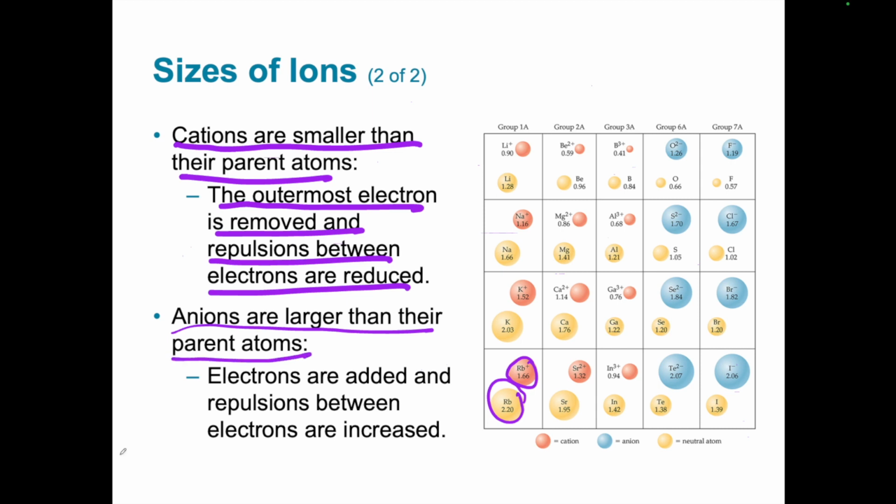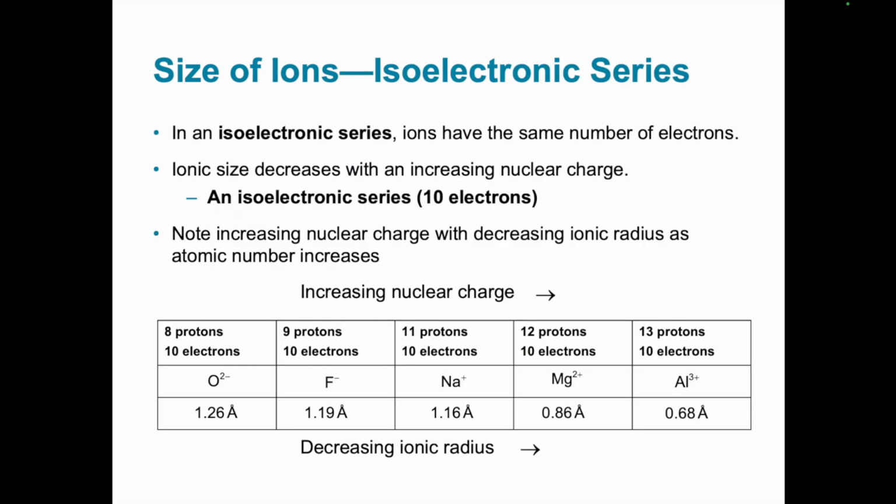The thing I mentioned in the last slide was this right here. Anions are much larger than their parent atoms, and they're basically the same size as each other because they all have extra electrons. They're much larger because they're gaining electrons, and the added electrons increase repulsions, so the radius gets bigger. It's a little bit more complicated with ions when it comes to the size of atoms.